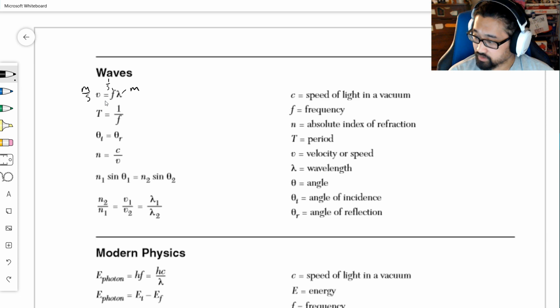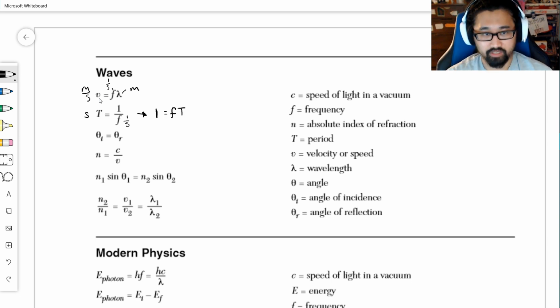This one is interesting. The period is measured in seconds. Frequency is 1 over seconds. An alternative of this equation, by the way, is that 1 equals the frequency times the period. That's always true. Frequency times period should always equal 1.